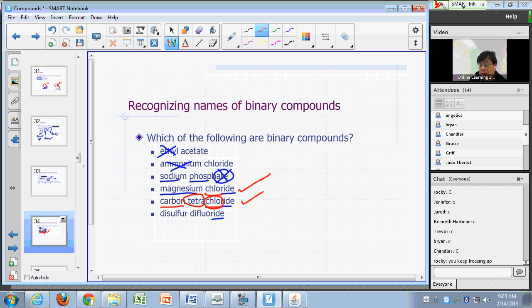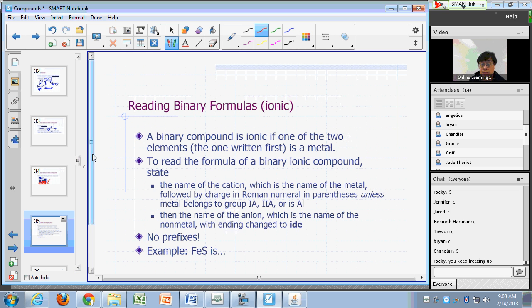Disulfur difluoride. So you see the name of an element in the first word with the prefix di. The stem of the name of an element in the second word with an ending "ide" and a prefix di. Okay, so that's also a binary compound.